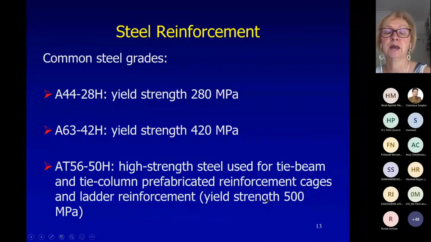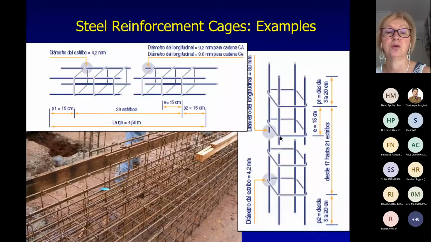So in Chile, like in Mexico, there is a prefabrication of reinforcement cages that is commercially available, so they don't have to make them at the site. So these are reinforcement cages. This is from one of their catalogs. So you can see that you can order the cages with different tie sizes. So in this case, tie size is only 4 millimeters.